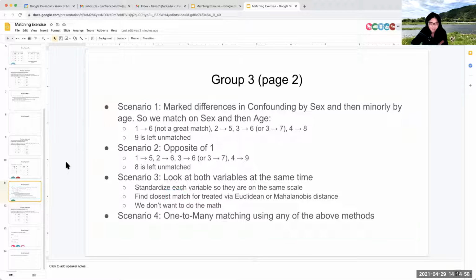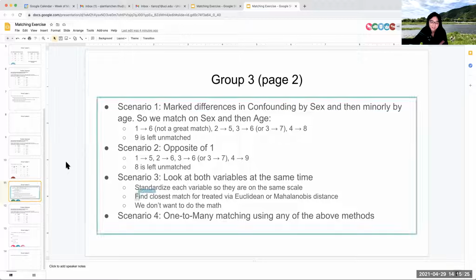But here, the problem is that sex is a categorical variable. It's a little bit hard to measure the difference on the Euclidean scale. So this question remains open, even after we finished our discussion, and we cannot find a very good answer to it.